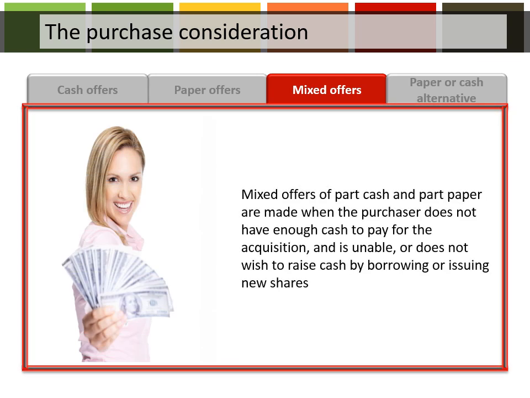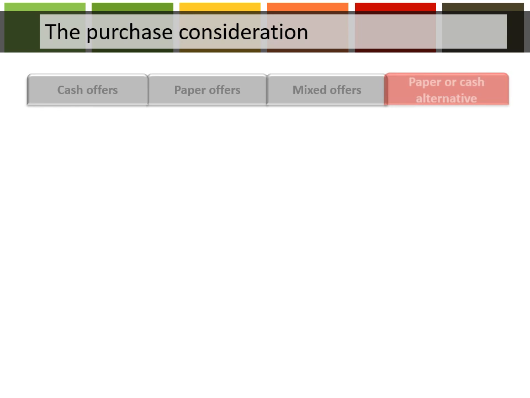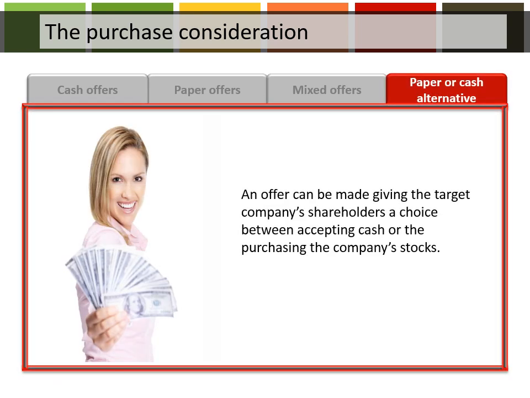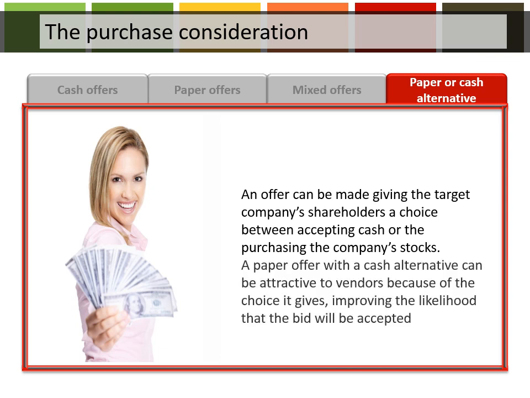Mixed offers. Mixed offers of part cash and part paper are made when the purchaser does not have enough cash to pay for the acquisition and is unable or does not wish to raise cash by borrowing or issuing new shares. Paper or cash alternative. An offer can be made giving the target company's shareholders a choice between accepting cash or purchasing the company stocks. A paper offer with a cash alternative can be attractive to vendors because of the choice it gives, improving the likelihood that the bid will be accepted.